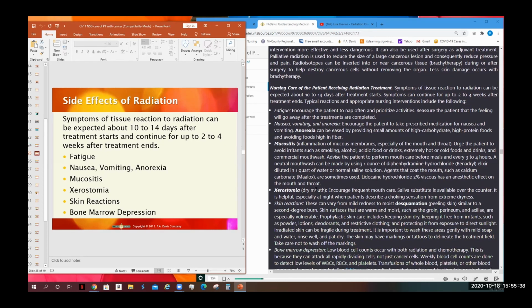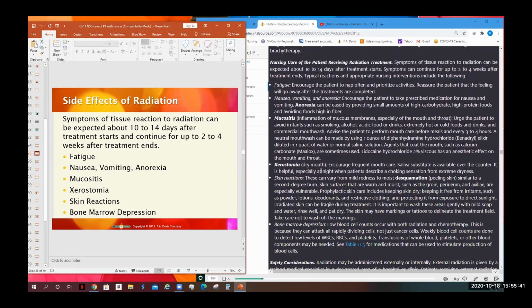Nursing care of the patient receiving radiation treatment. Symptoms of tissue reaction to radiation can be expected about 10 to 14 days after treatment starts. Symptoms can continue for up to 2 to 4 weeks after treatment ends. Typical reactions and appropriate nursing interventions include the following: fatigue. Encourage the patient to nap often and prioritize activities. Reassure the patient that the feeling will go away after the treatments are completed.